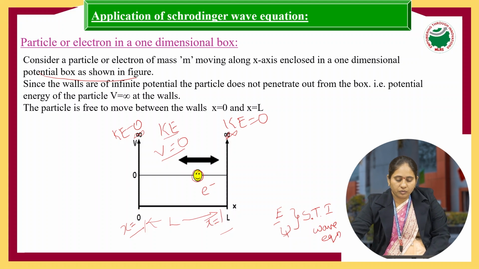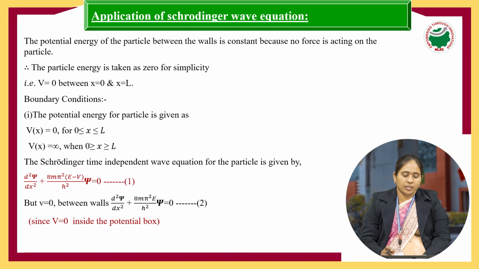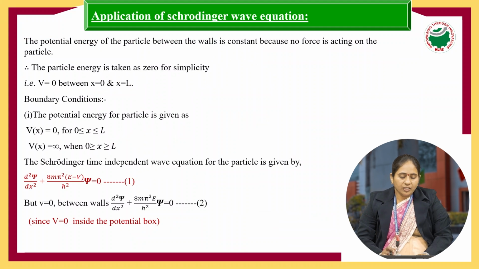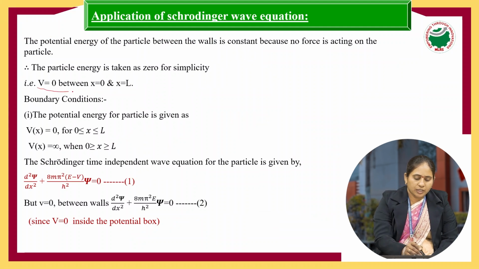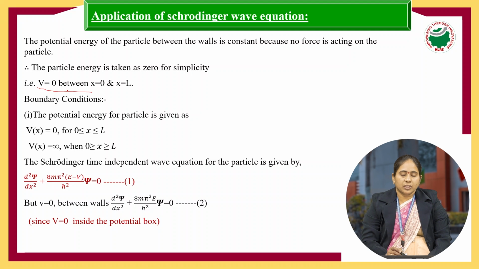So for this electron, we are going to determine the energy E. Inside the box, V equal to 0, between x equal to 0 and x equal to L. So x equal to 0 and x equal to L are the boundaries, and within the boundaries the particle is moving. So the potential energy is 0, and the kinetic energy is non-zero.